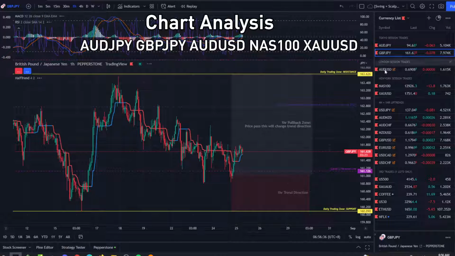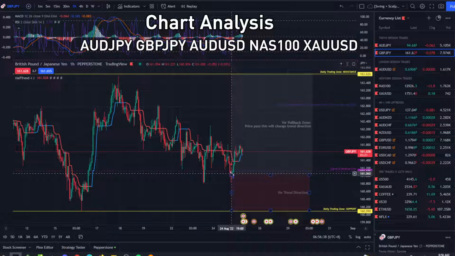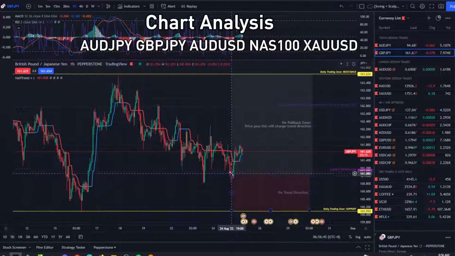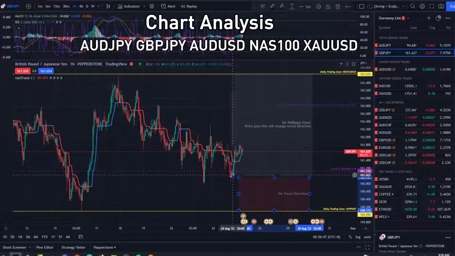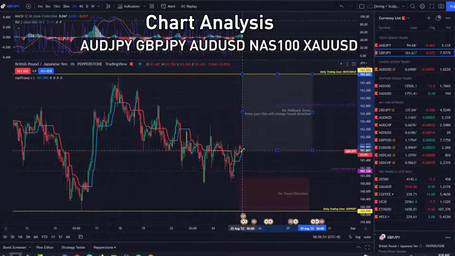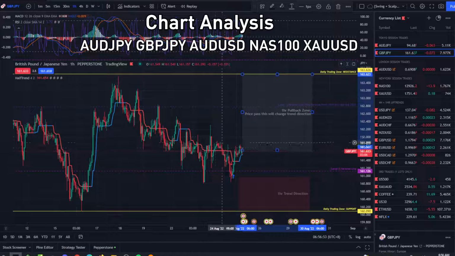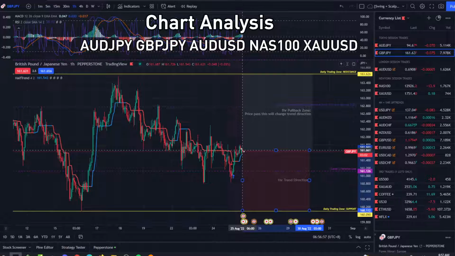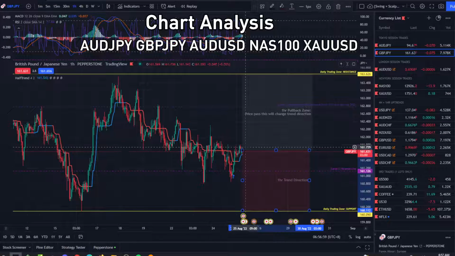Pound yen, as predicted, it actually did a bit of a pullback in the New York session, but it's still in a definite downtrend, no doubt about that. There's no higher high, there's all lower lows. If anything, this is also another consolidation. So yesterday wasn't eventful for these two pairs so far.